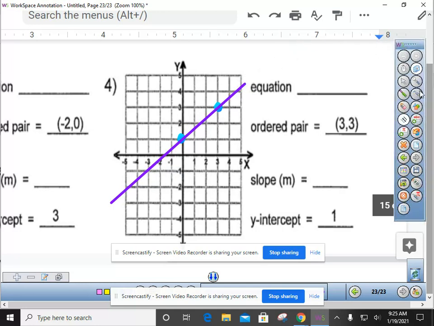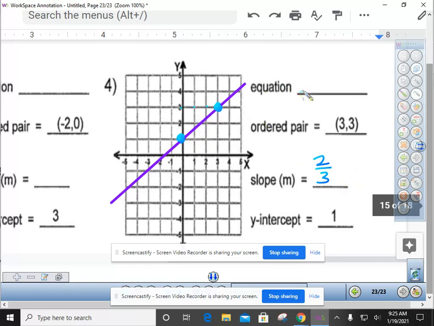Everybody got it? Yes, ma'am. Dots connected, positive or negative slope? Positive. So we're going to rise going up first. 1, 2, and run 3. So what's our slope? 2 over 3. Rise 2, run 3.